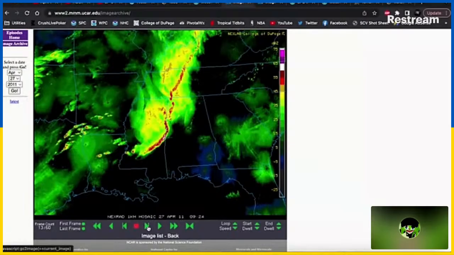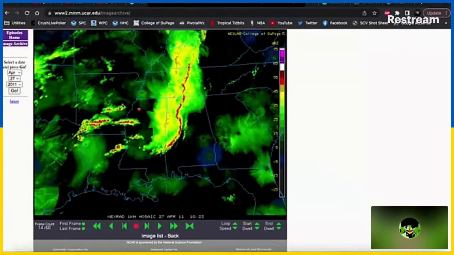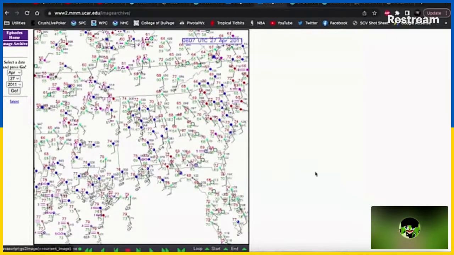So now we see this secondary area of convection fire up across northeast Texas and southwest Arkansas once again. These storms were very much elevated in the wake of that first QLCS. We'll take a look at the surface map here. This is at 8Z.